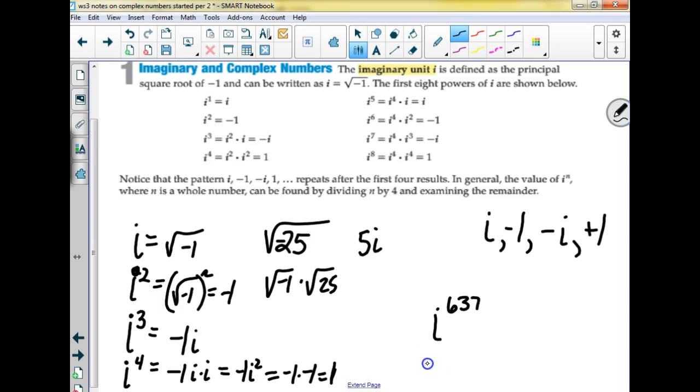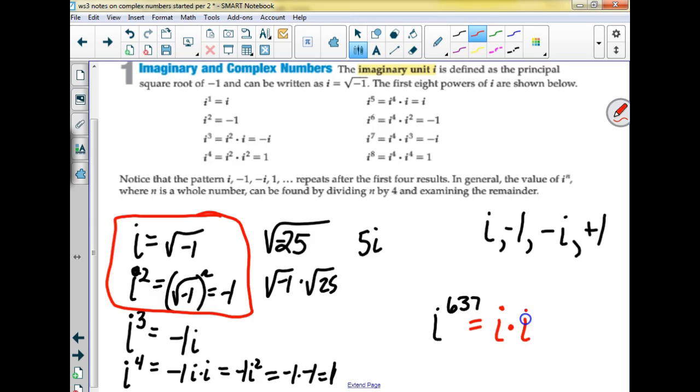Now, the book talks about when you have a power like this, crazy business, which your calculator won't do and which you can't use a graphing calculator for anyway on the quiz. It talks about dividing by 4 and seeing what your remainder is. I'm not smart enough for that. What I do is I only remember I and I squared. For this question, I'd say, well, this is an odd, and I don't like odd numbers, so I'm going to take out an I. How many I's will be left if I pull one out of 637?